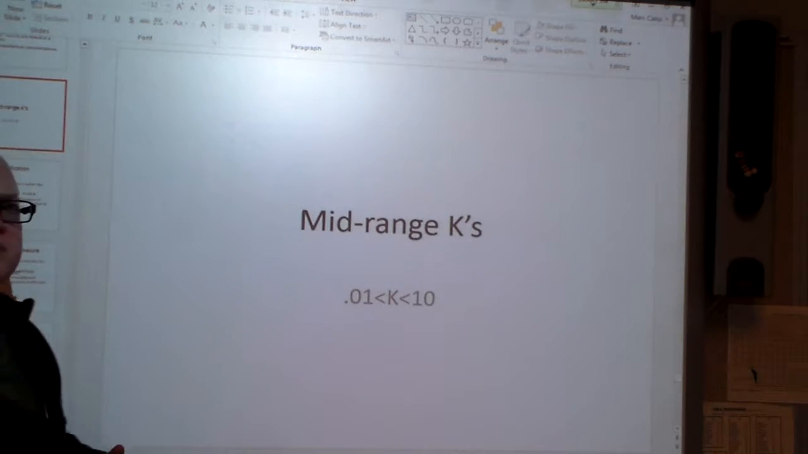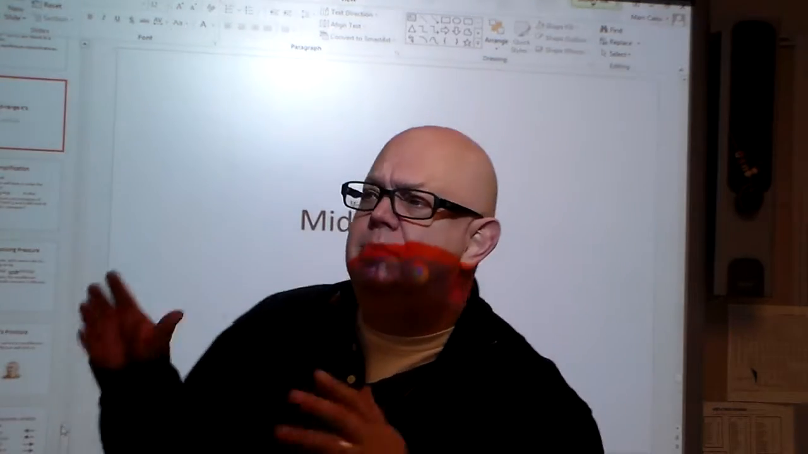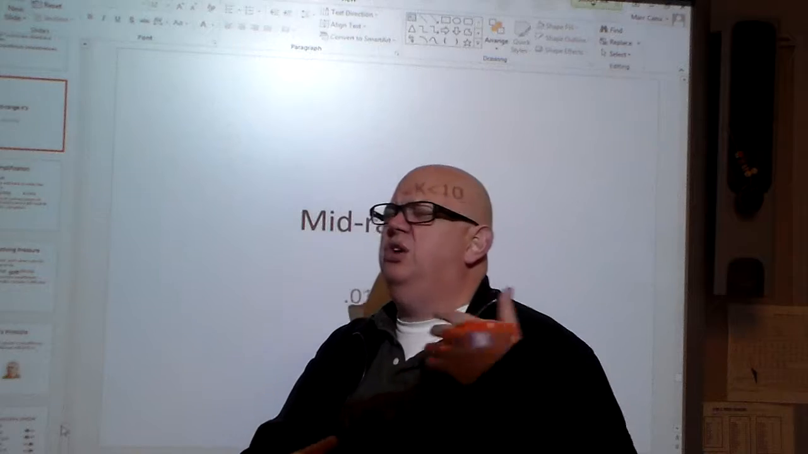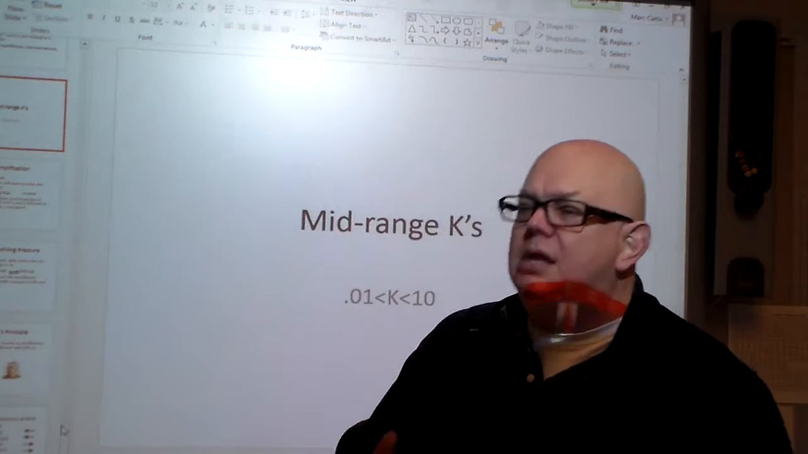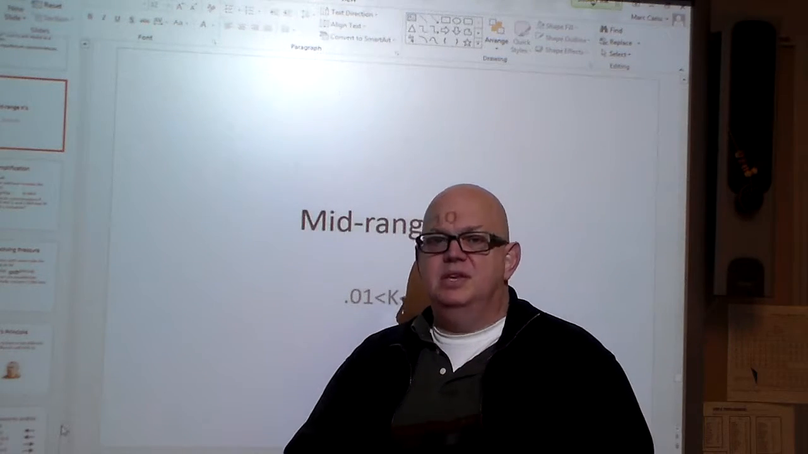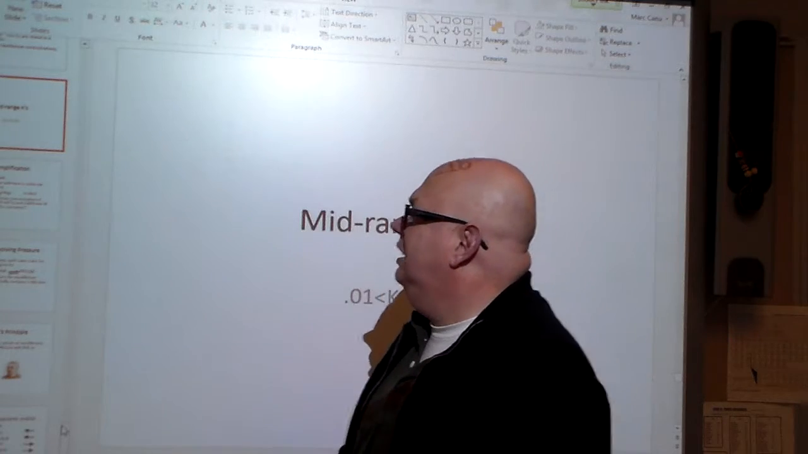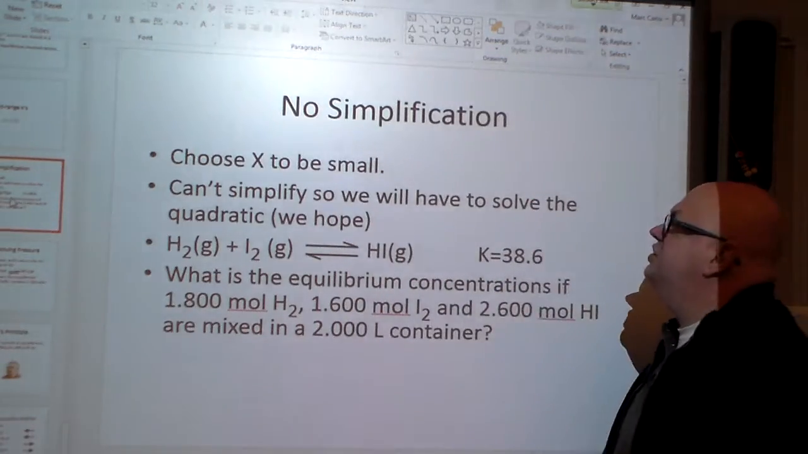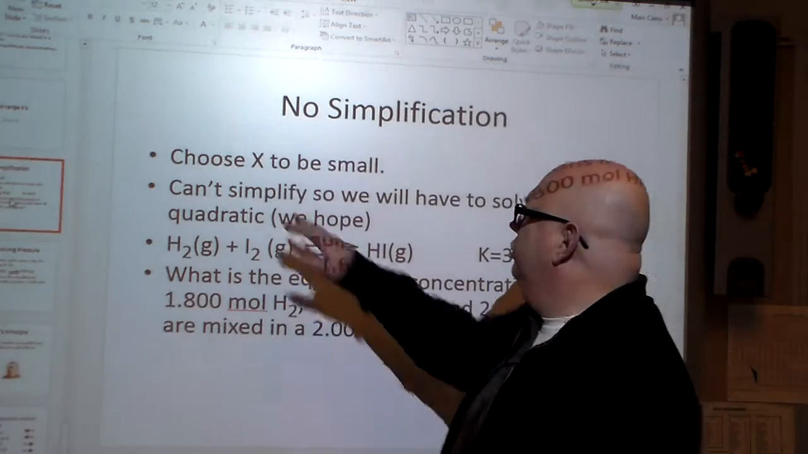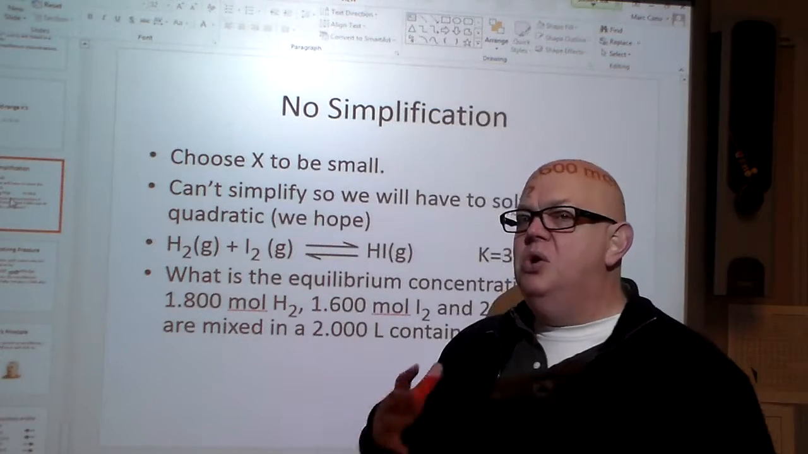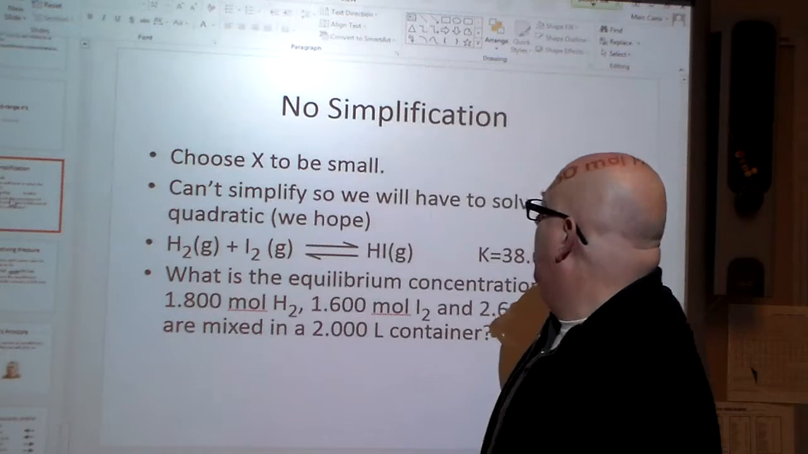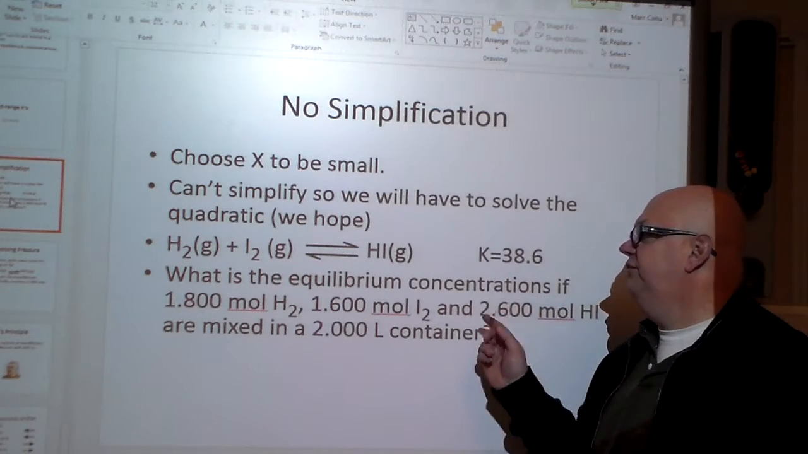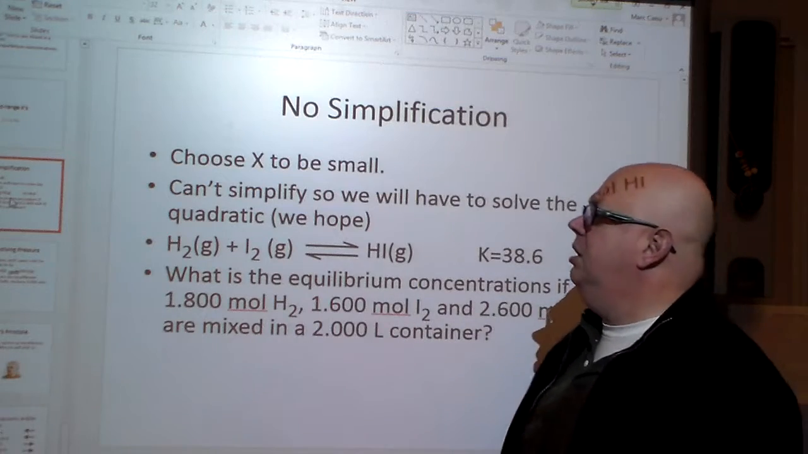I am not going to be solving problems here simply because of the timing that's involved, and it also uses the quadratic formula, which is highly unlikely they're going to be using on the AP exam. Really highly unlikely. When we look at something like this, no simplification. We'll choose x to be small, but we don't get to simplify it. So we're going to have to use the quadratic formula to solve for that. And this is the problem here.